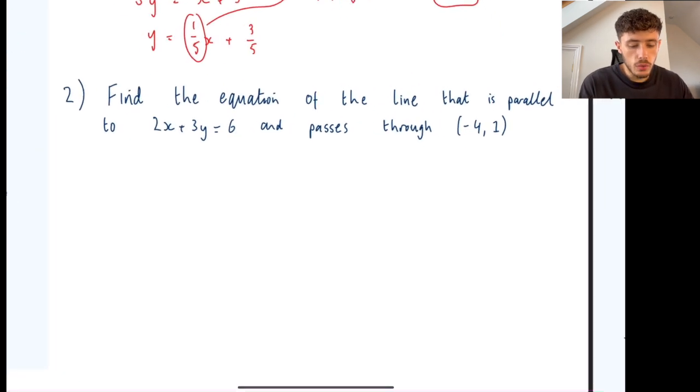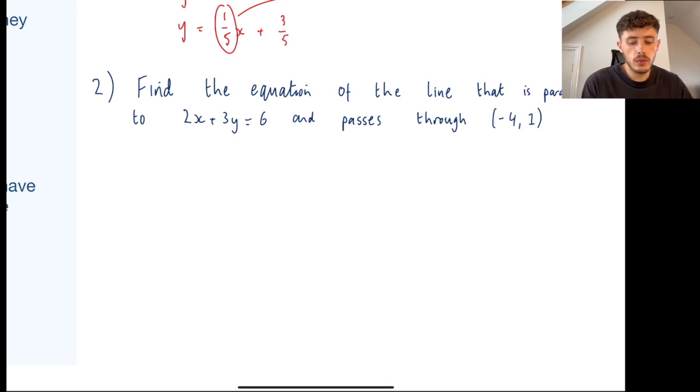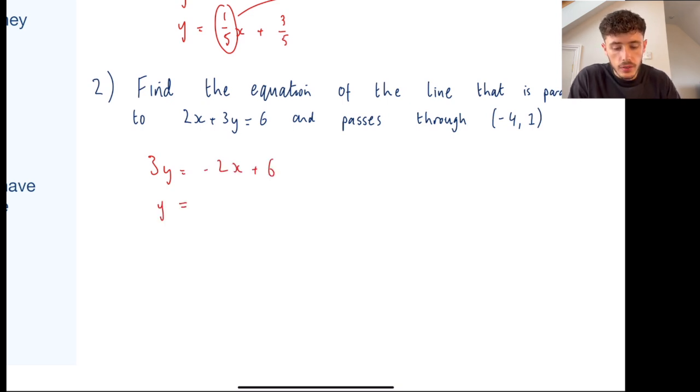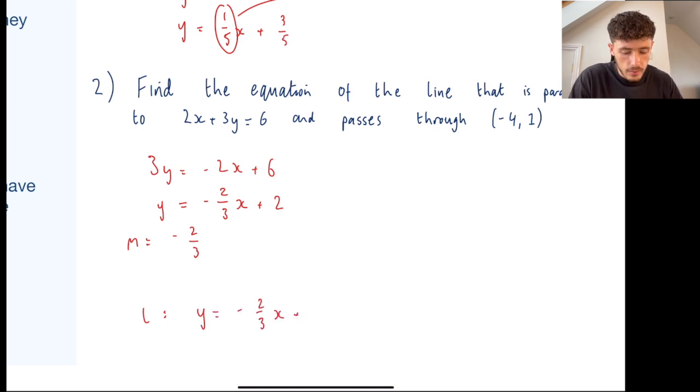Moving on to question number 2. Find the equation of the line that is parallel to 2x plus 3y equals 6 and passes through minus 4, 1. Again, GCSE question. Rearrange the first equation to get that parallel gradient. So 3y equals minus 2x plus 6, and then divide by 3. We have y equals minus 2/3 x plus 2. So here the gradient value, the m, is minus 2/3, and because it's parallel, we want the same gradient. So because of this, we know that our new line, let's call it L, is going to be y equals minus 2/3 x plus c.